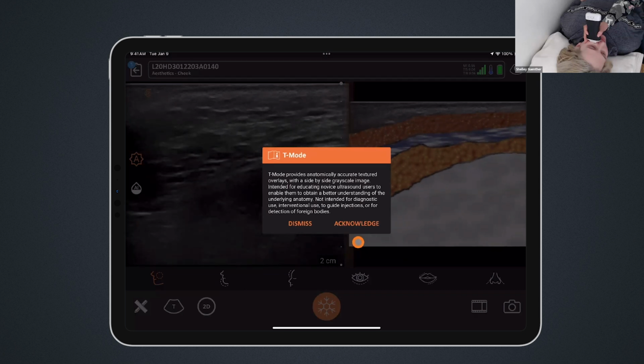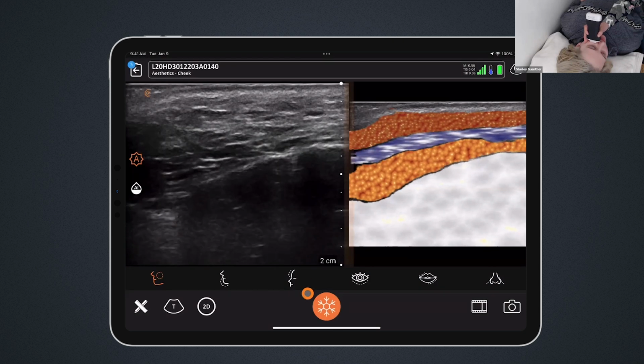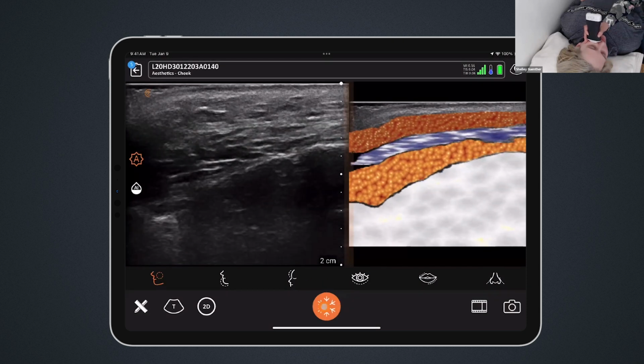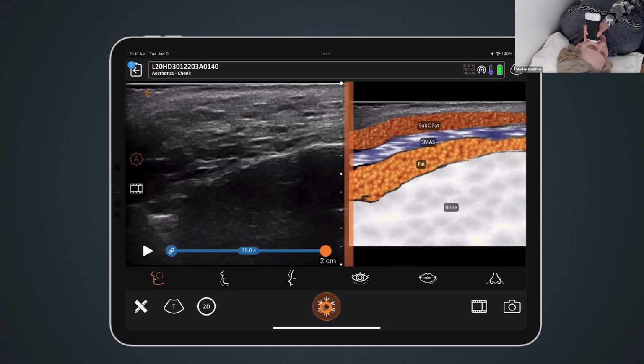We're going to acknowledge that this is an educational tool. But yeah, there's our T-mode. It updates the anatomy in real time, and when we hit the freeze button, it labels it for us. So it's a really nice educational tool if you're just starting out and having trouble distinguishing what all of these little layers are on the ultrasound side.